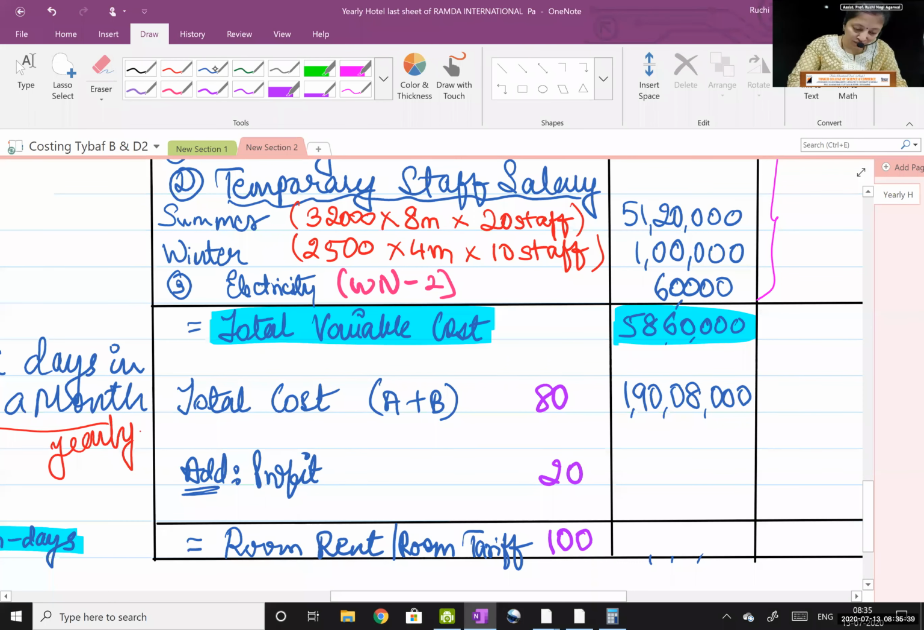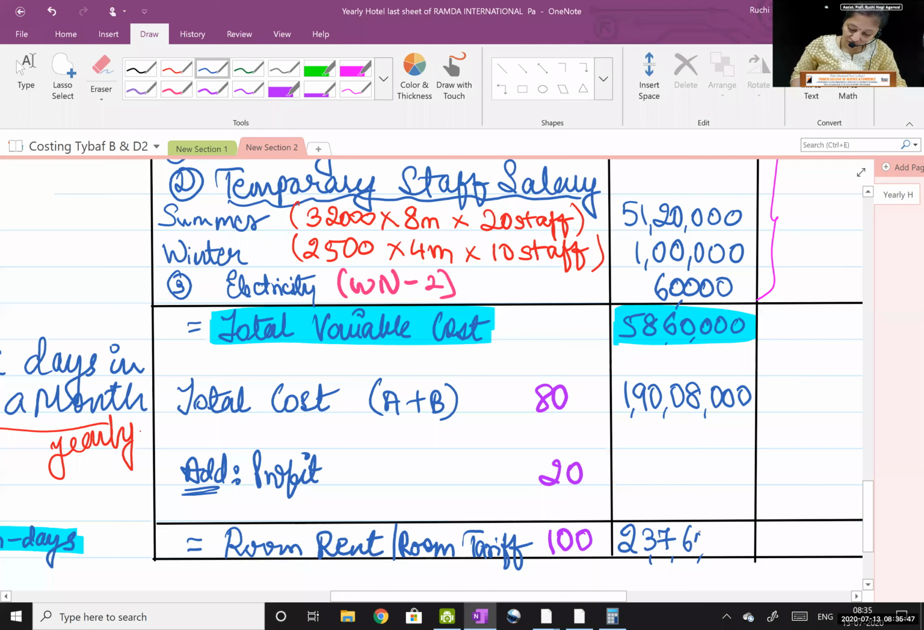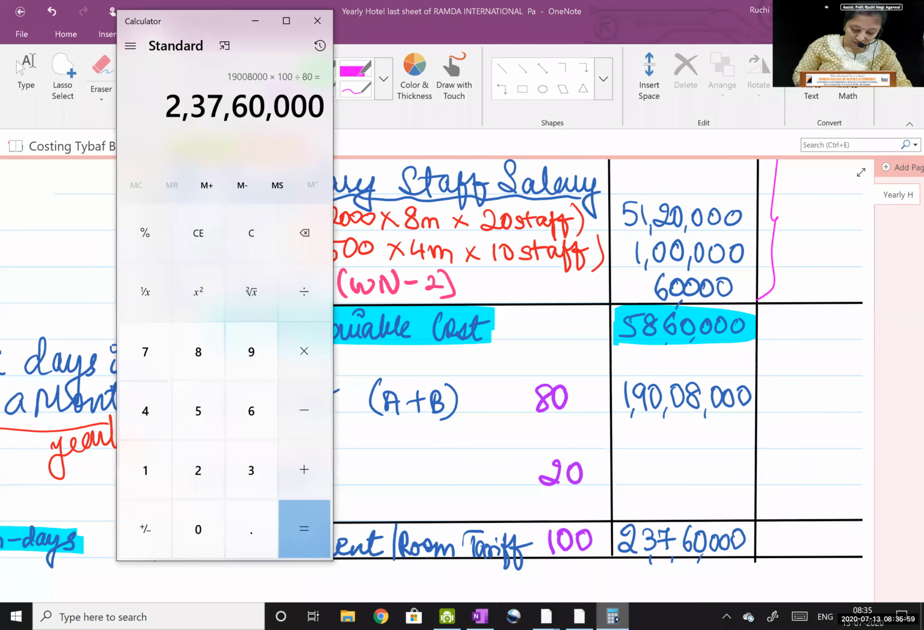Write it down: 2 crore 37 lakhs 60,000. And the difference is profit, or else you can cross multiply and get the answer. It's one and the same thing. So this is my sales, 2 crore 37 lakhs 60,000.